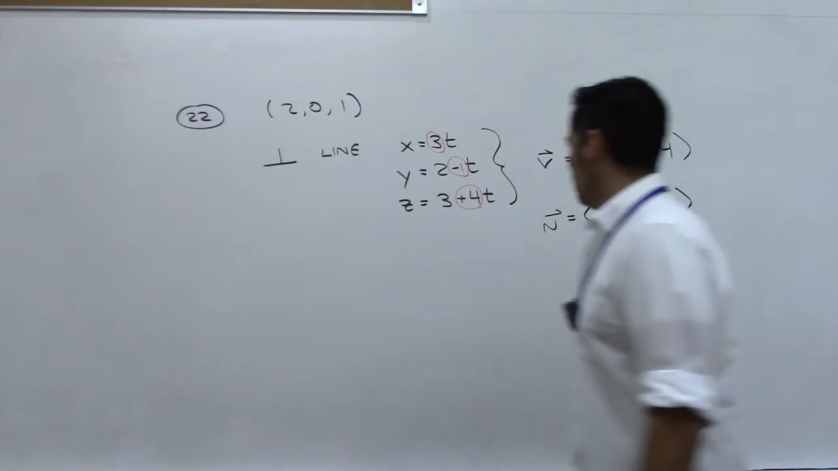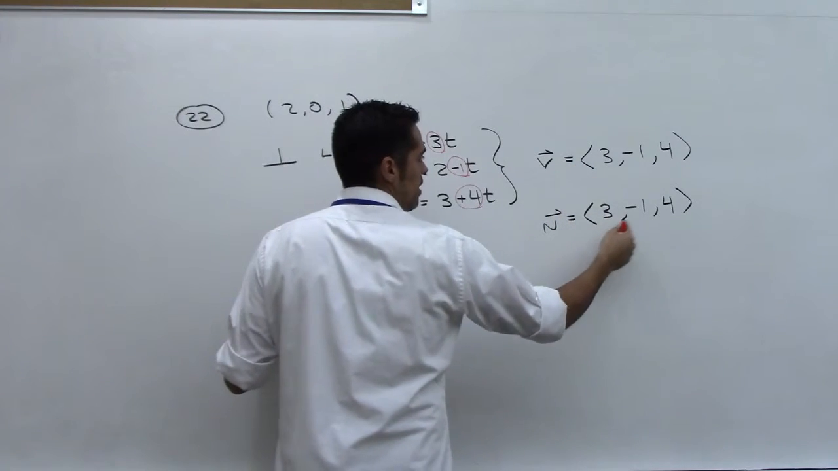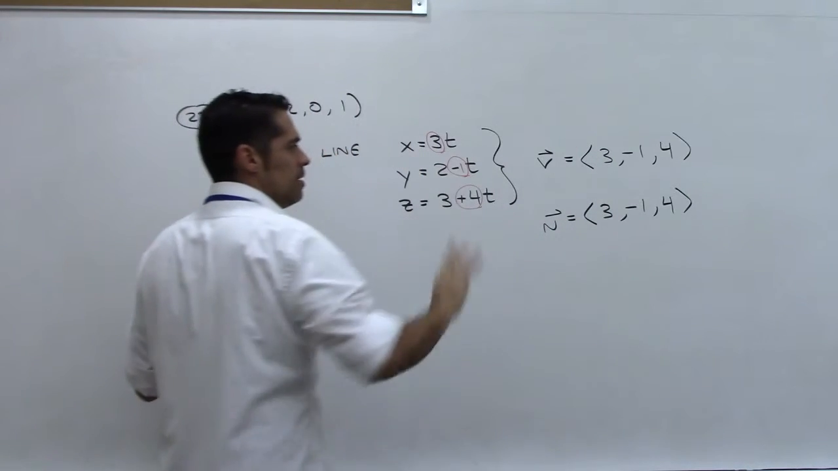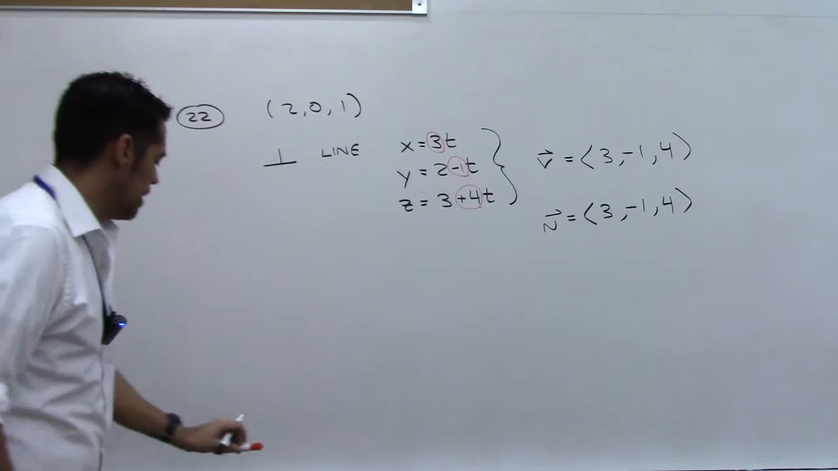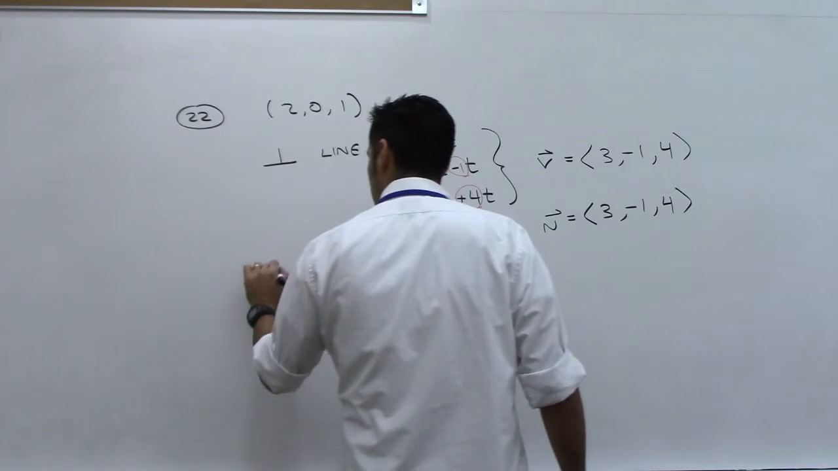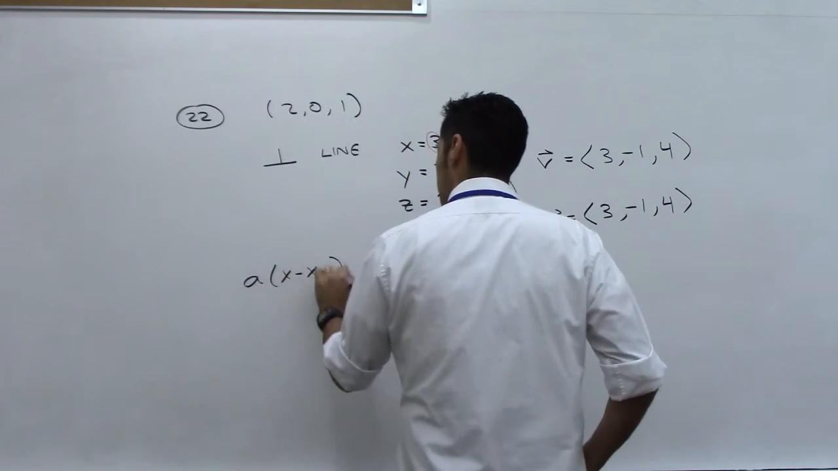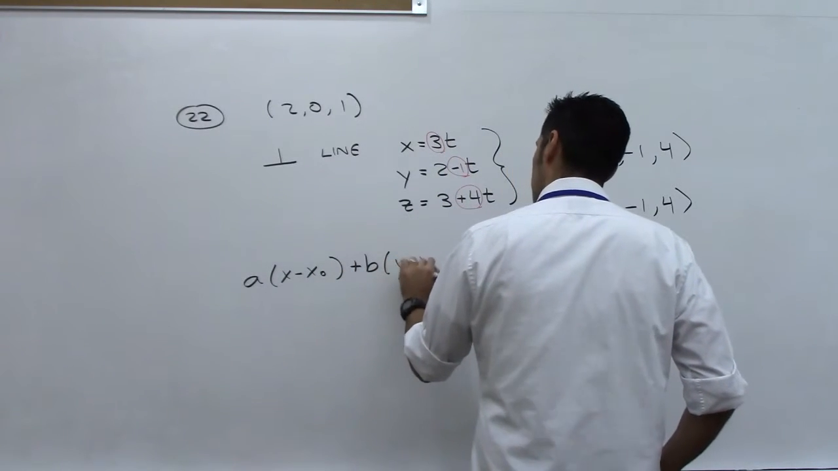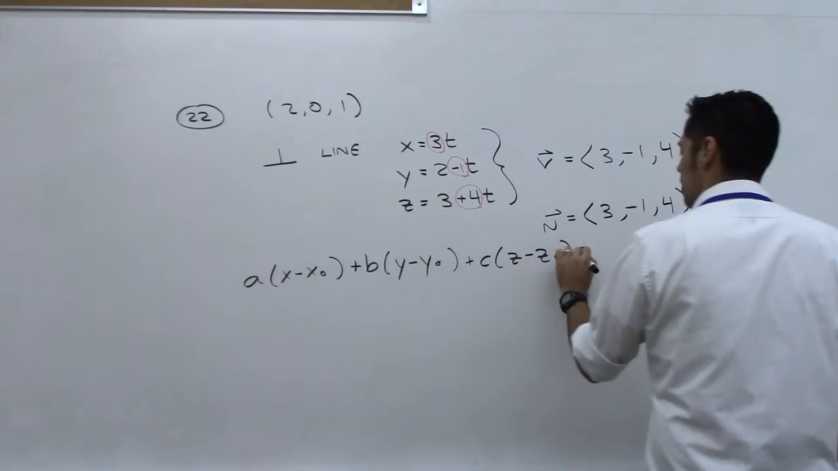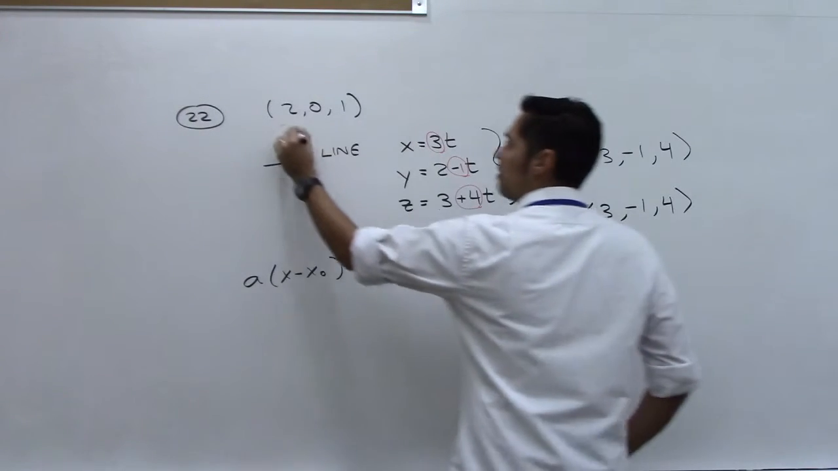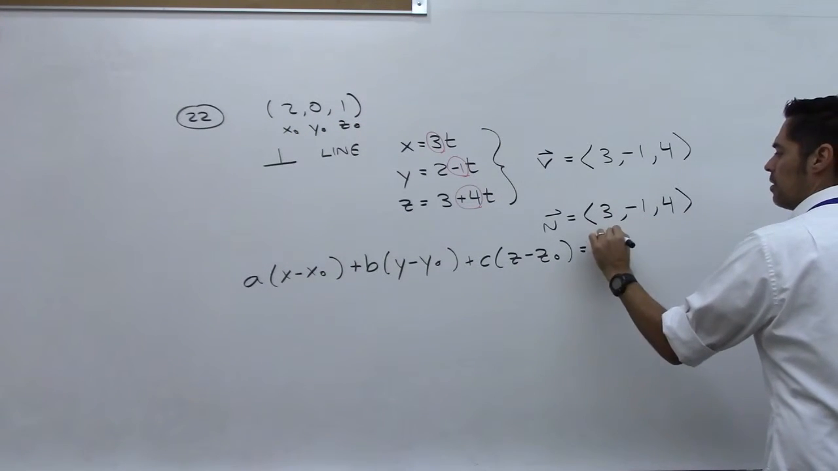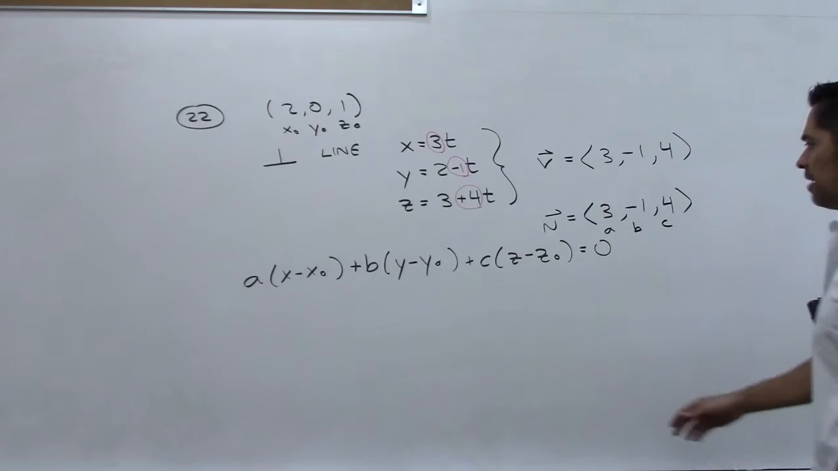It's the same vector. Now, you could double it. You could say 6, -2, 8. You could be crazy and divide by 2. You could scale it. It doesn't matter, as long as it's pointed in the same direction. So at this point, I just go straight to the formula. A(x minus x naught) plus b(y minus y naught) plus c(z minus z naught) equals 0. Here's my x naught, y naught, z naught. And this direction vector is my normal vector, so that's ABC.